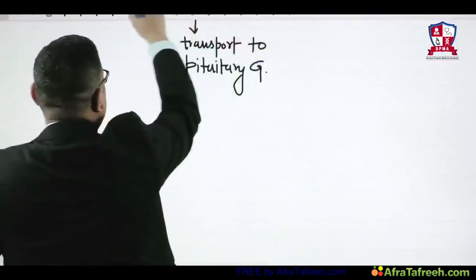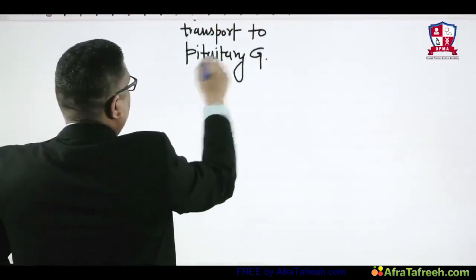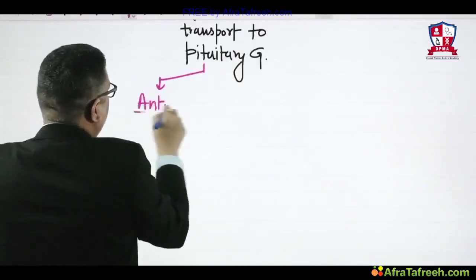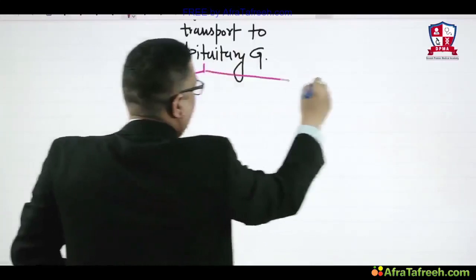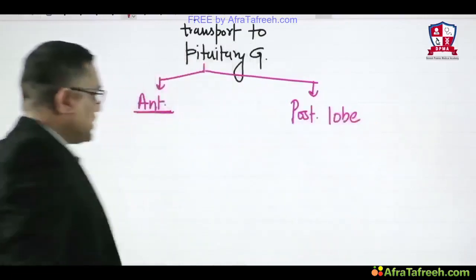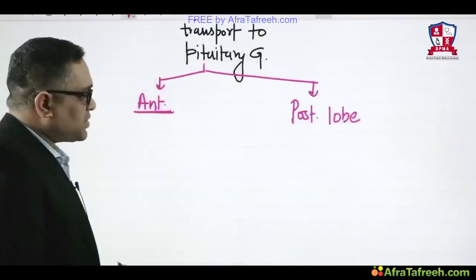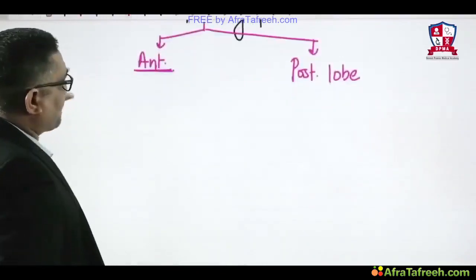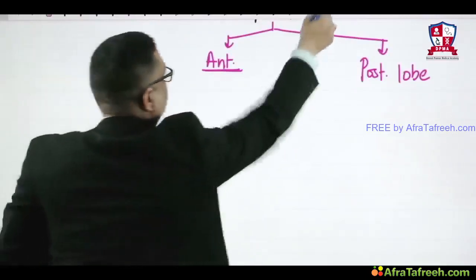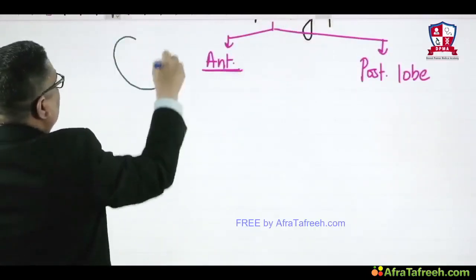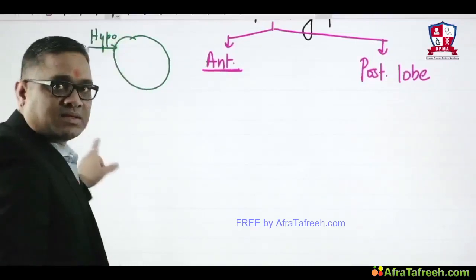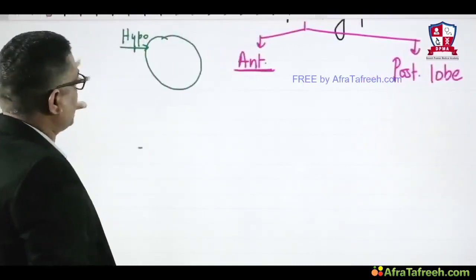So as I said, the pituitary gland has an anterior and a posterior lobe, right? So the anterior and posterior lobes of the pituitary will be present. Here I would like to show you one simple diagram so that we can understand more clearly. Suppose I am showing you this is the hypothalamus, right?